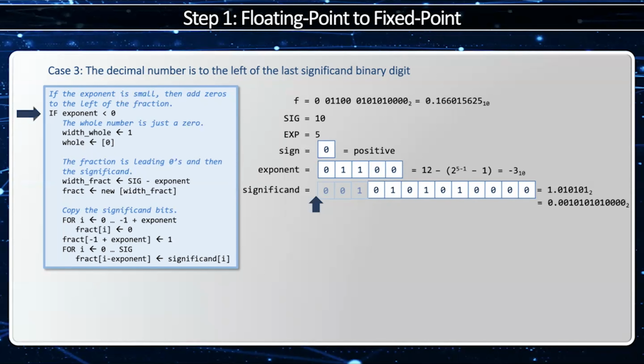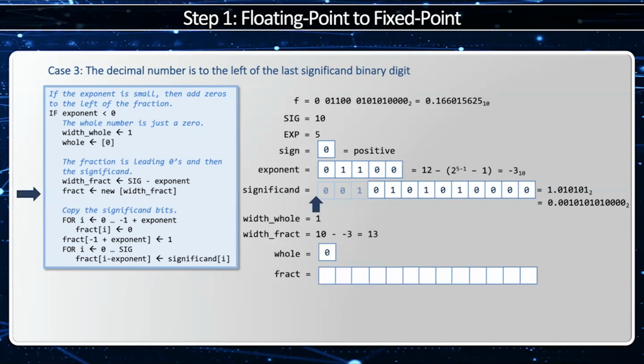Okay, so here's my if statement. I am in fact in case 3. My whole is going to be 0 because my entire significand is going to be to the right of the decimal point. And then my fractional width is significand minus exponent. And since the exponent's negative, it's going to be greater than the significand width, which in this case is 13. And then I'm going to set those to empty. Now, I have all my leading zeros. In this case, I have 2 leading zeros. And then I have my implied 1. And then I copy over the entirety of my significand.